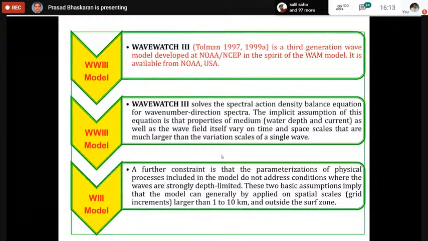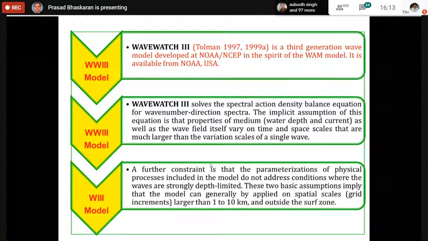You have a different type of wave model called WaveWatch 3. This is a wave model which was developed in parallel by a person called Tolman from USA. And it uses the same energy balance equation, but there are differences in the physical parameterization. So that is some of the differences that you find between the WAM model and WaveWatch 3.